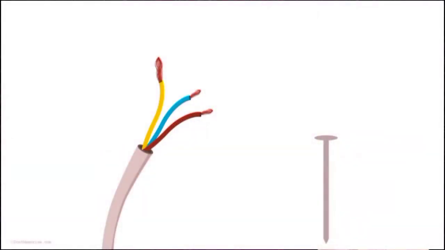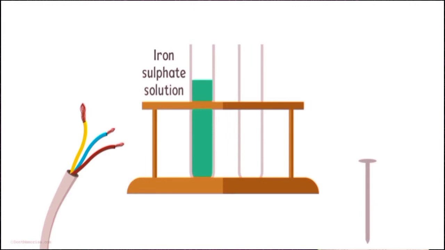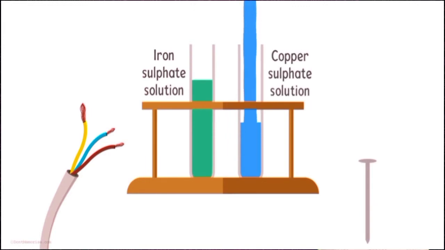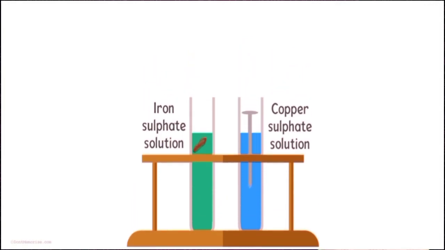For that, we will take a copper wire and an iron nail. We also need 2 test tubes, one with the solution of iron sulfate and the other with the solution of copper sulfate. Now, let's immerse or dip this copper wire in the solution of iron sulfate. And let's dip this iron nail in the solution of copper sulfate. And let's observe it for about half an hour.